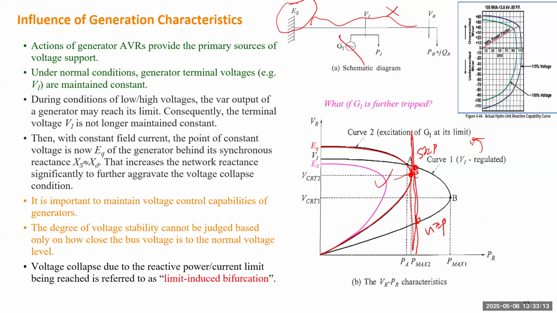Okay, so for this case, after the first switch happened, the condition A will get closer to the critical point in the new condition on the second curve. And when the generator trips, it goes to curve number 3, the system will collapse because that loading condition cannot intersect with the third PV curve. And this is called limit-induced bifurcation.